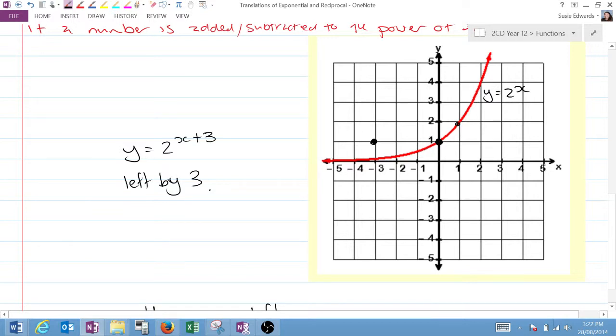Next point here, we move to the left by 3. 1, 2, 3. It goes there. Left by 3. 1, 2, 3. That point now goes there. A little bit further up. Halfway. And so on. And so now we can just draw a nice sketch, remembering to go through the lines, remembering to put on arrows, and I can label that as y equals 2 to the power of x plus 3.